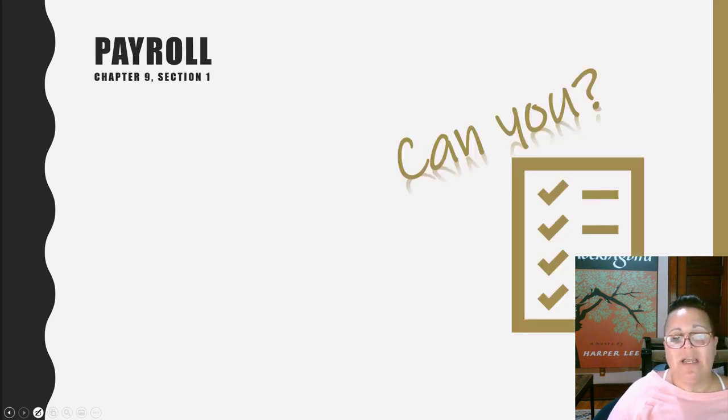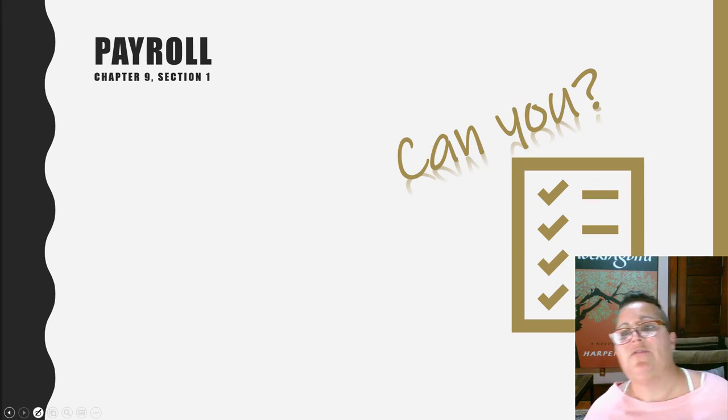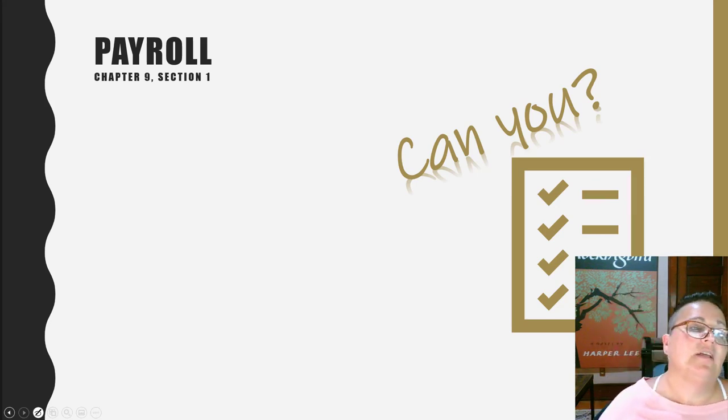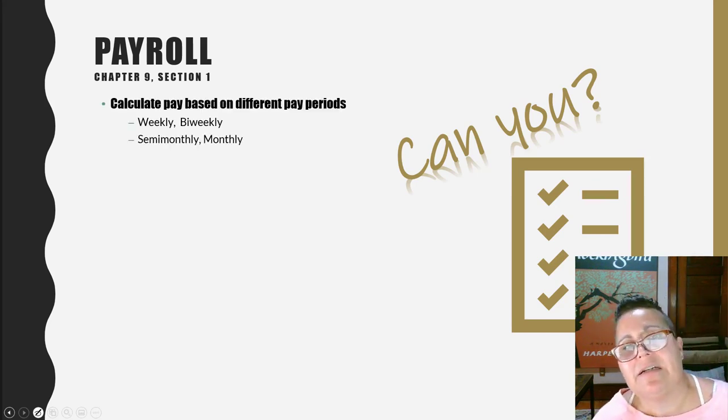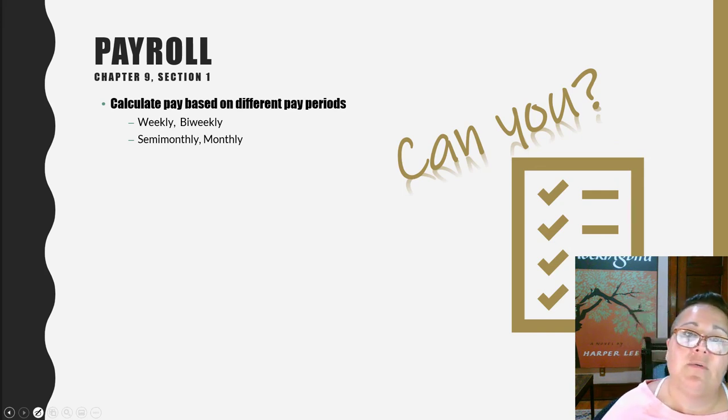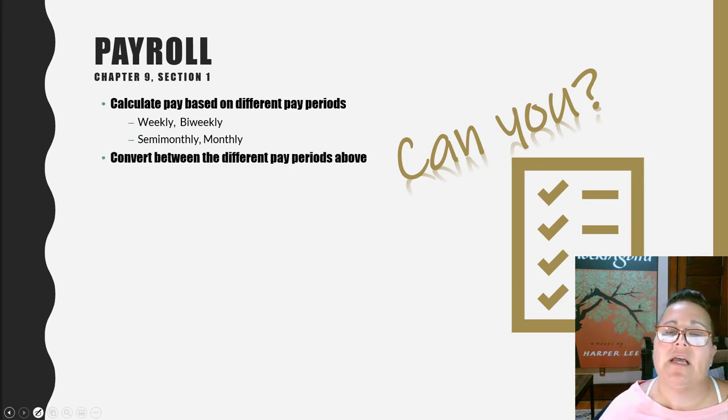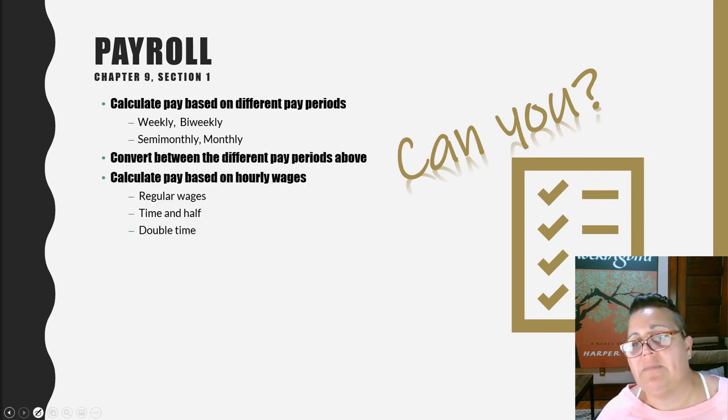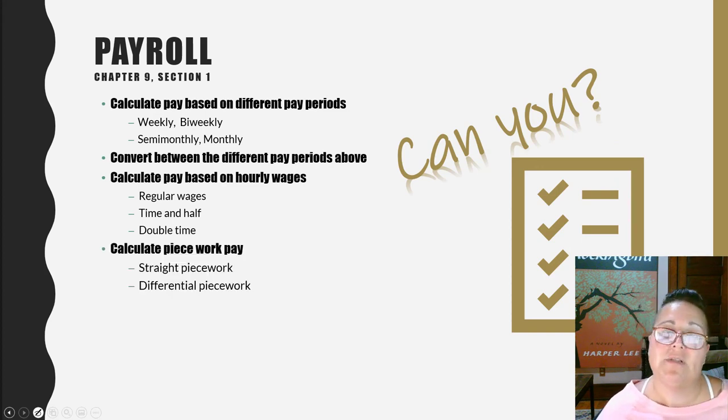So now we want to check and make sure you feel confident doing the following. Do you feel like you could calculate pay based on different pay periods? If it was a weekly check, a bi-weekly check, a monthly or semi-monthly check? And do you feel fairly confident converting between those different pay periods? Can you calculate pay based on hourly wages? This includes regular pay, overtime, holiday, time and a half, or double time.